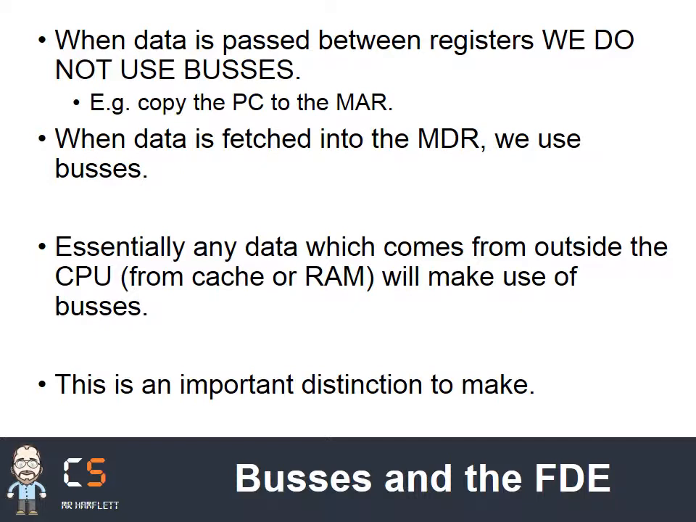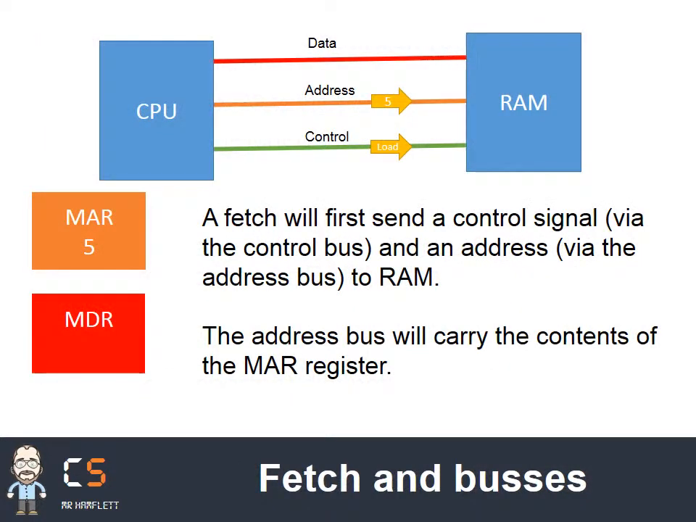So when data is fetched into the MDR, that's the scenario where I'm going to use a bus. Okay, so essentially any data which comes from outside the CPU will use these buses. So the idea is this. A fetch will first send a control signal via the control bus and an address via the address bus to RAM. Okay, the address bus will contain the contents of the MAR.